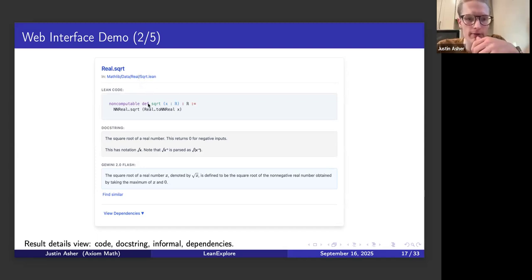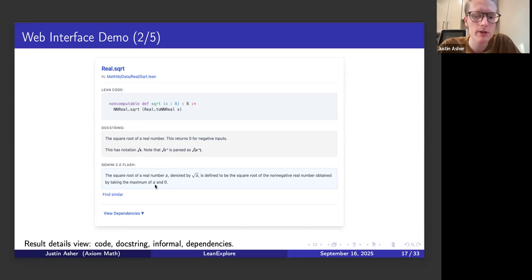So you can see it's a non-computable definition of a square root. It's for X in R, and here's the definition. It gives you the doc string. So the doc string tells you this is the square root of a number. It returns 0 for negative inputs. And it also gives you a Gemini 2.0 flash translation.